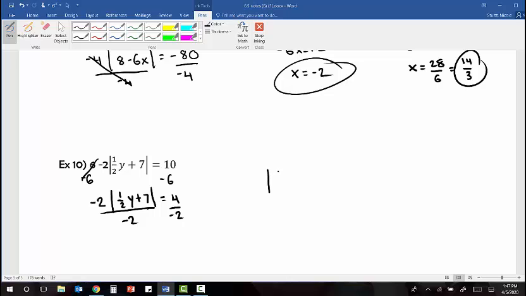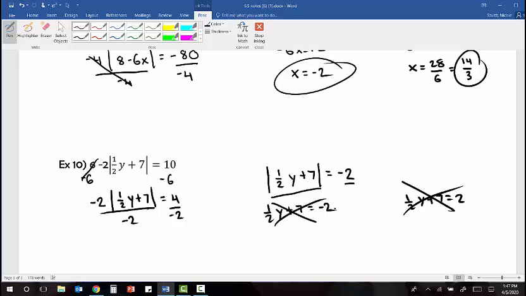So your new problem is 1/2 y plus 7 equals -2. And it's very tempting to set this up. If you set that up, then you've defied logic, because this is me asking you what has a distance of -2. So you're telling me -2 has a distance of -2 and +2 has a distance of -2. That doesn't make any sense. So we just simply have no solution. This is an impossible problem.